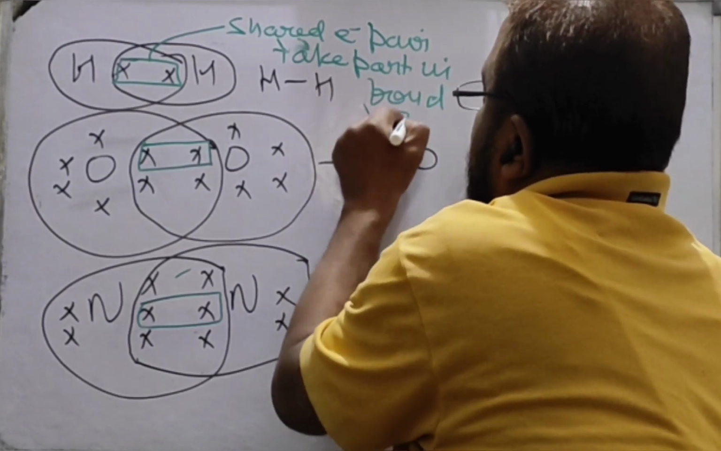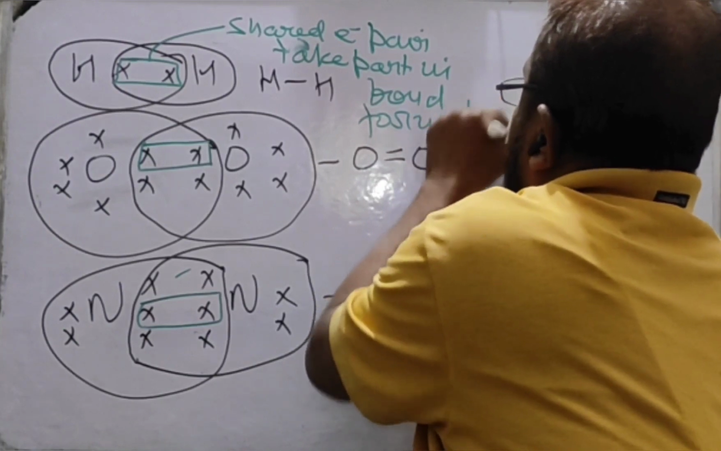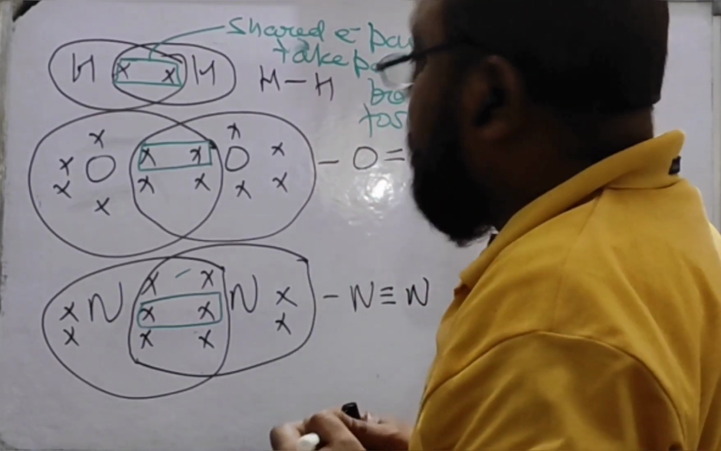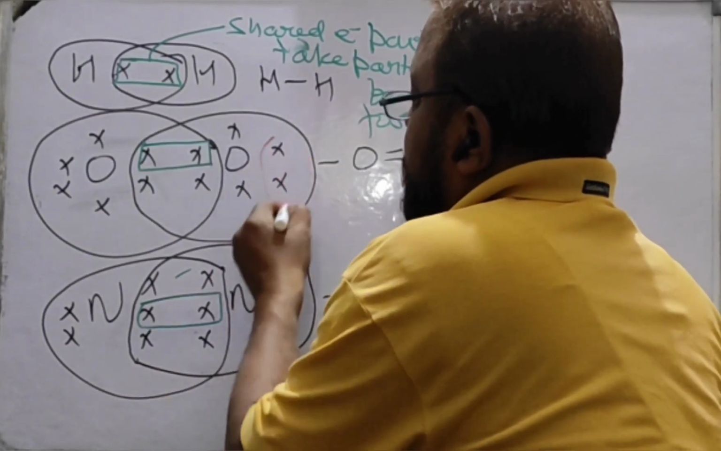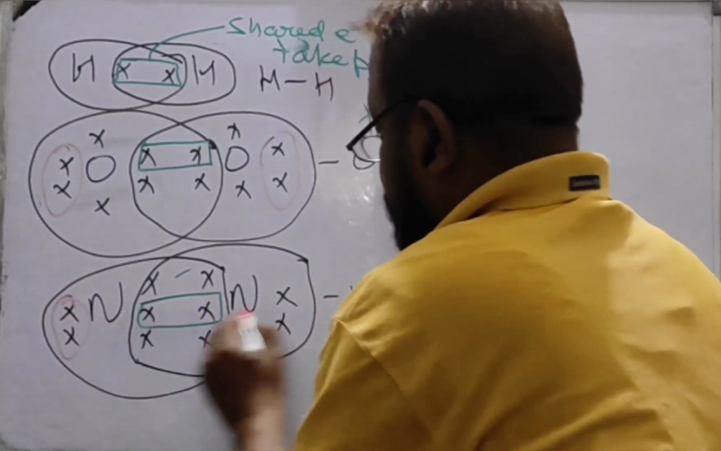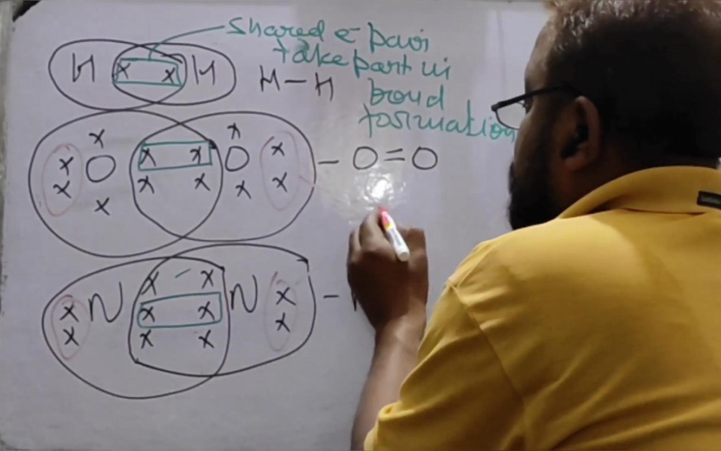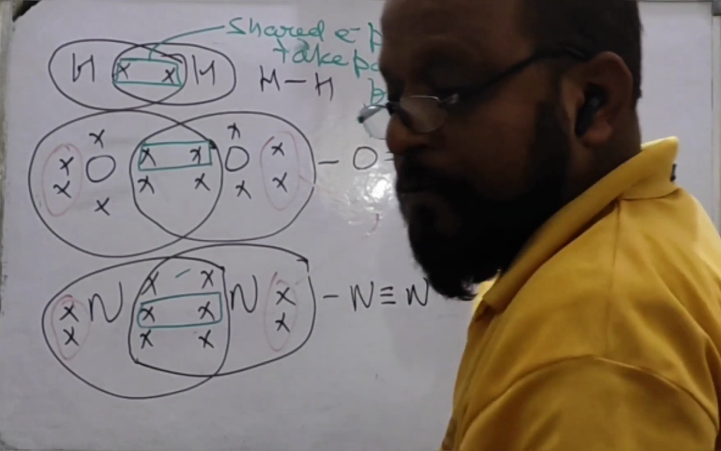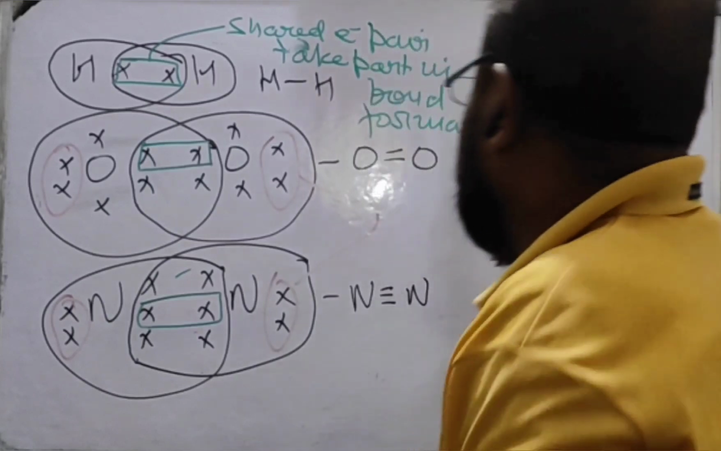A shared electron pair takes part in bond formation, and these are lone pairs. Lone pairs do not take part in bond formation.